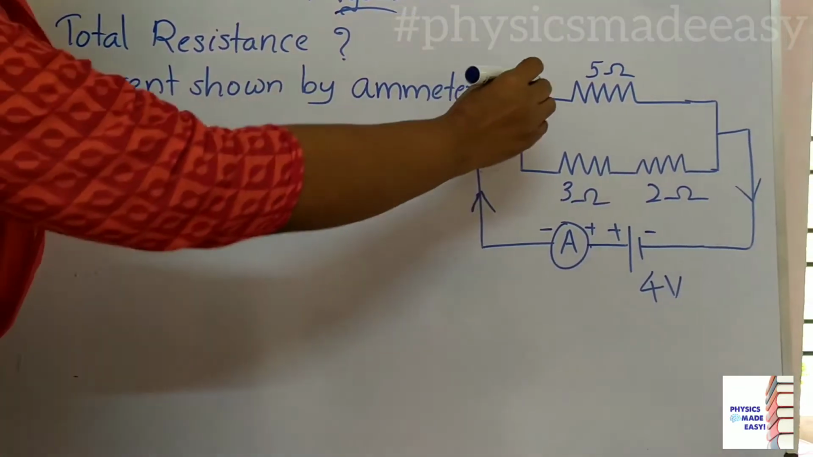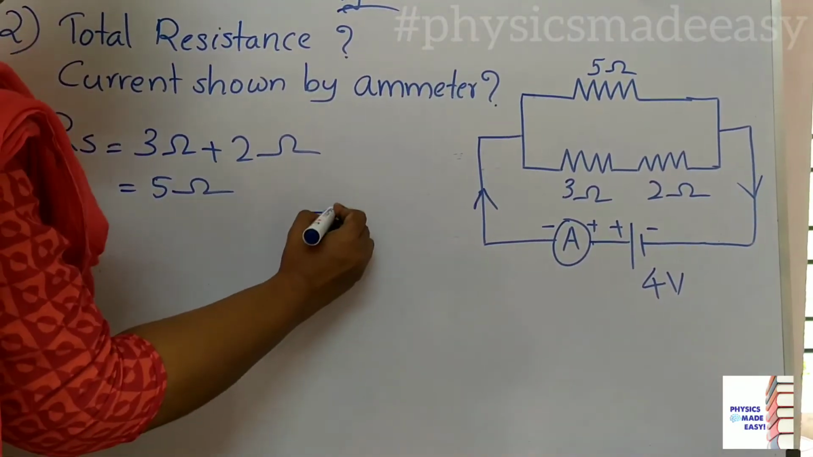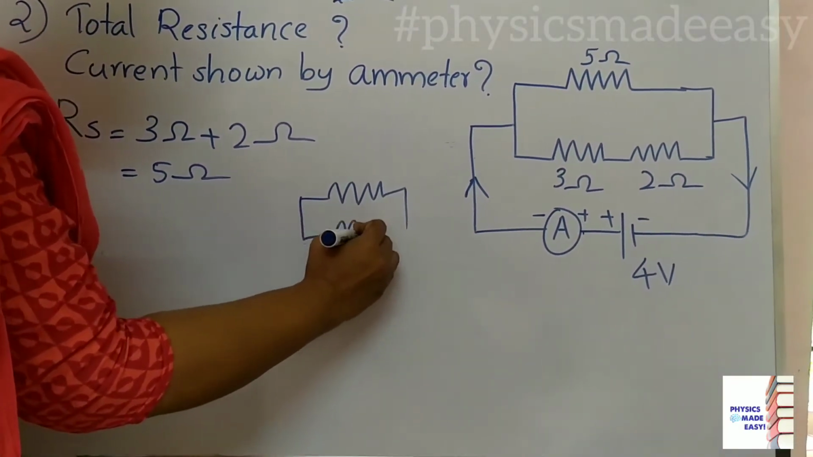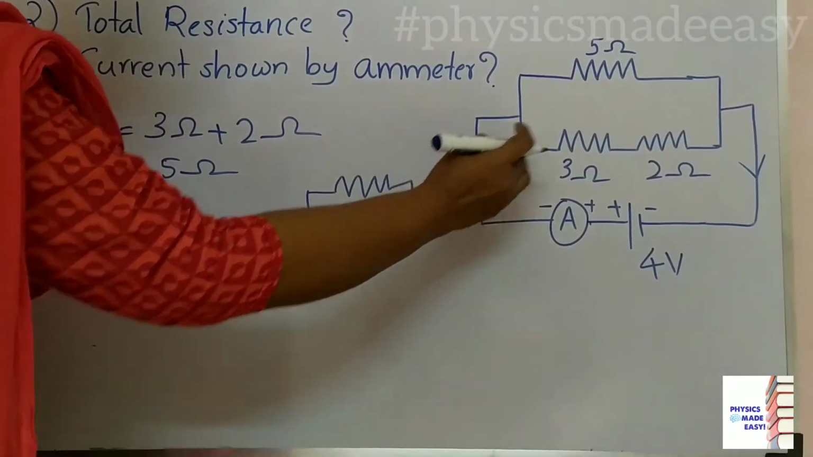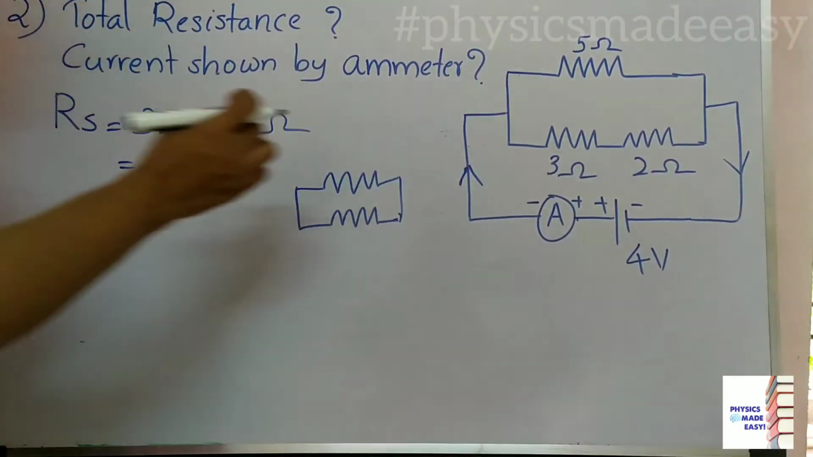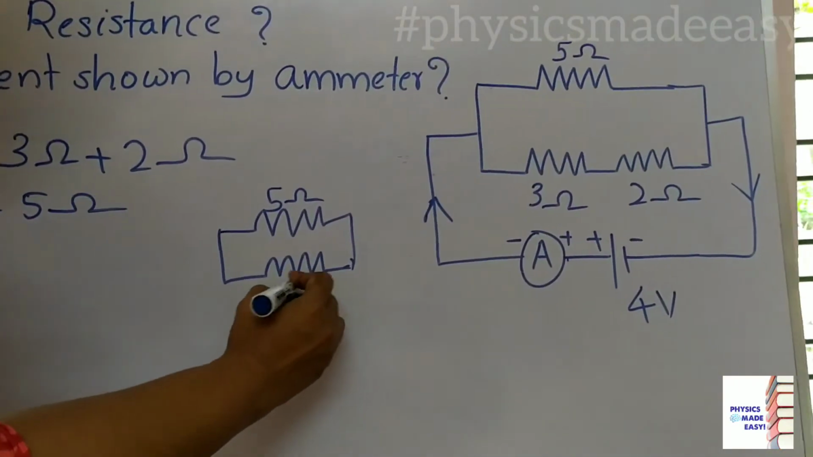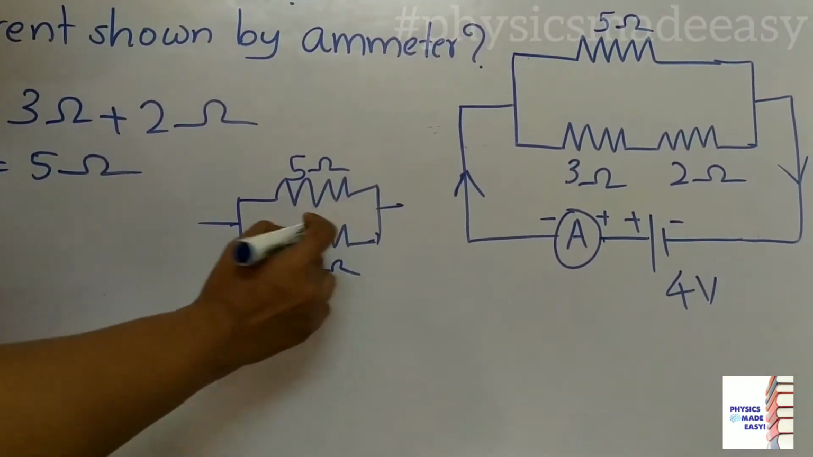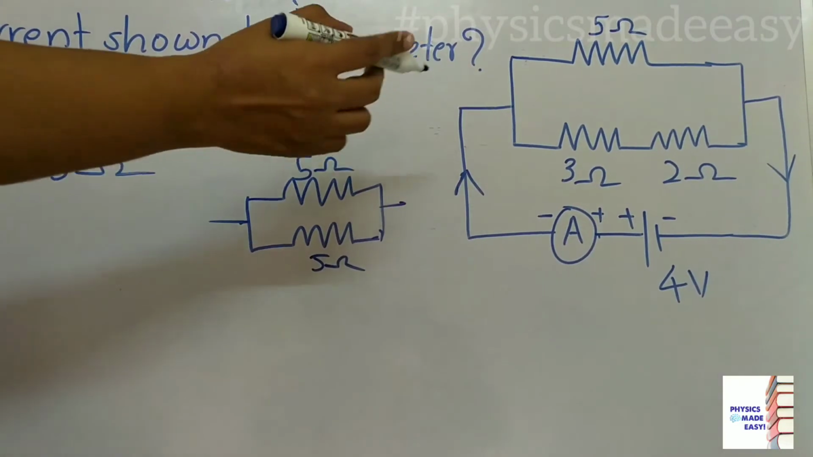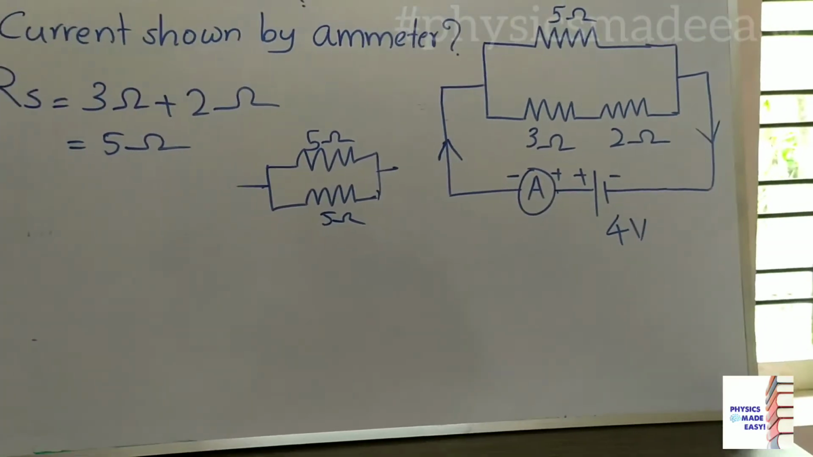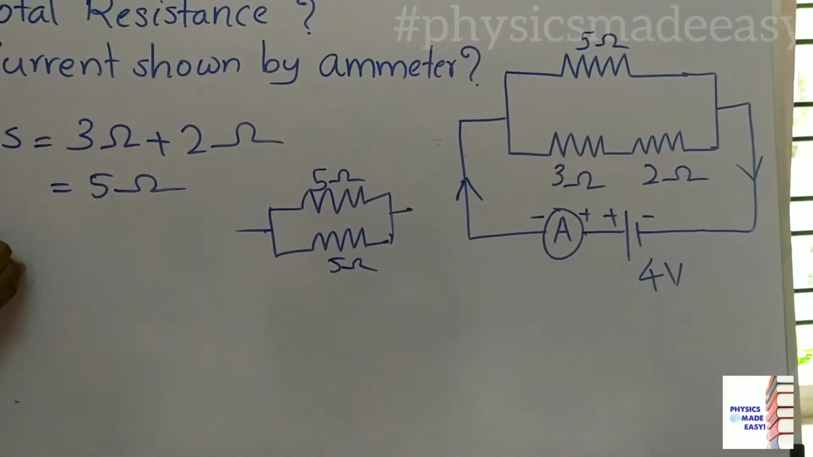Now you can see this 5 ohm is there and that 5 ohm resistance is in parallel with this combination. The effective resistance we have now, that is 5 ohm. So here 5 ohm, again this is 5 ohm. Here we replace this 2 and 3 ohm resistors by this effective resistance, that is 5 ohm. Then how to find the effective resistance?